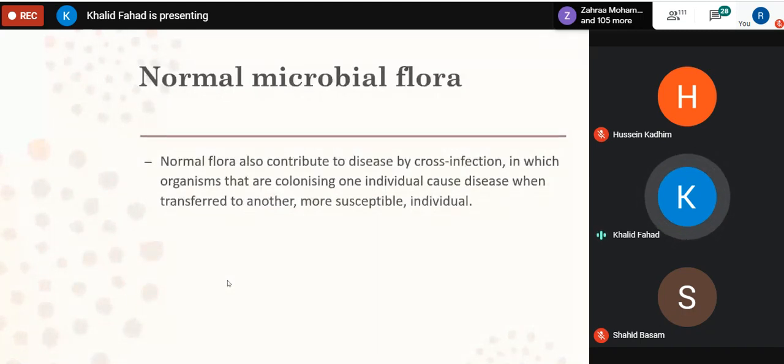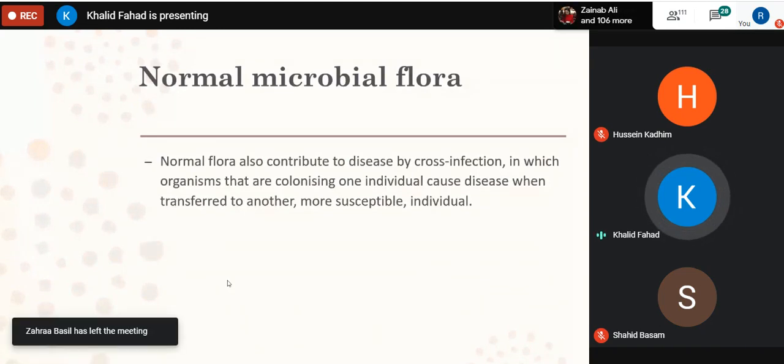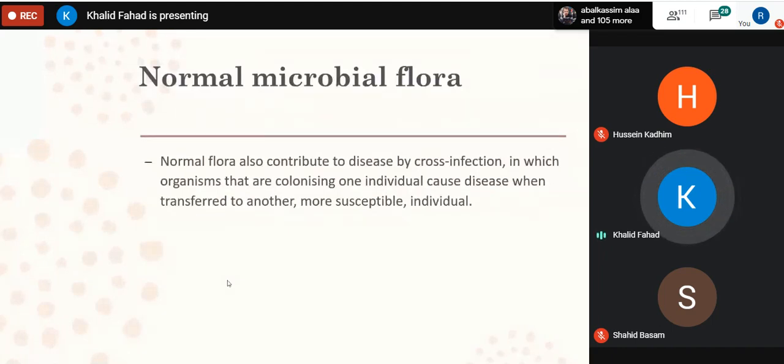Normal flora also contribute to disease by cross-infection. How? Organisms that are colonizing one individual cause a disease when transferred to another, more susceptible individual. So the normal flora of one human may be abnormal to another human. For example, Staphylococcus aureus will cause diarrhea in one individual when they swallow this organism by contamination of surfaces. Or when a patient develops diarrhea, he receives antibiotics, and this organism, when shed and swallowed by another host, this E. coli that was exposed to antibiotics will become pathogenic when swallowed by the fecal-oral route into another human being who is immune compromised, for example, a patient who has chronic kidney disease or an HIV patient.